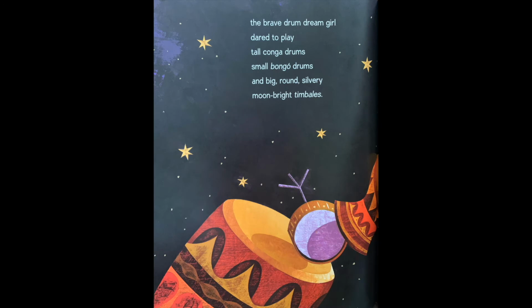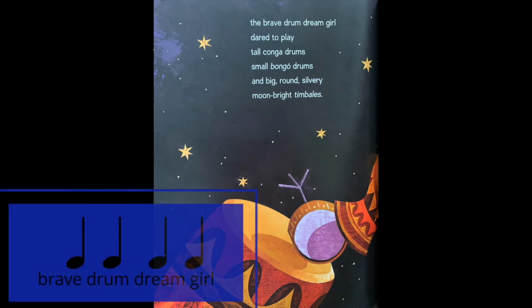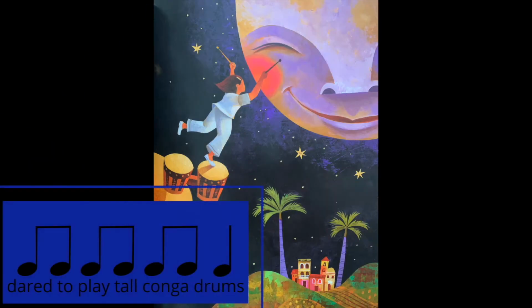The brave drum dream girl dared to play tall conga drums, small bongo drums, and big round silvery moon bright timbales. So our first rhythm says, brave drum dream girl. Ready, go. Brave drum dream girl. Then we have dared to play tall conga drums. Ready, go. Dared to play tall conga drums.